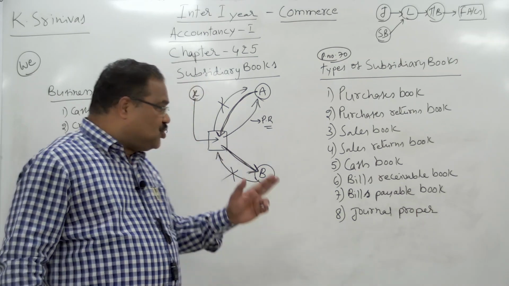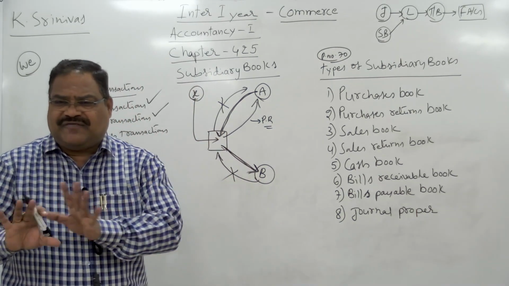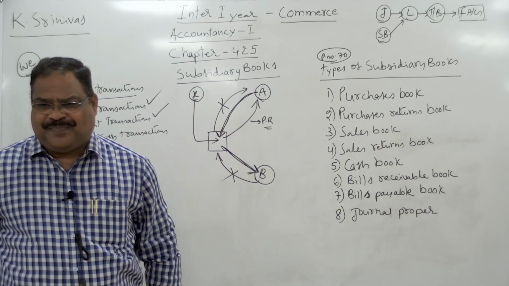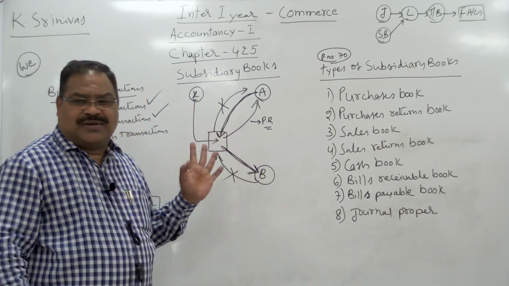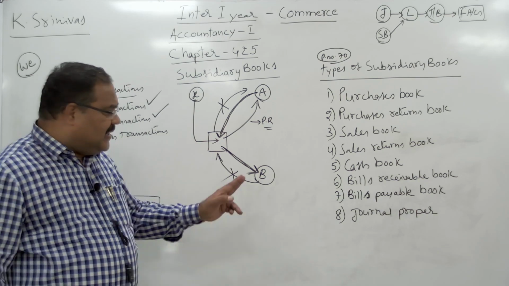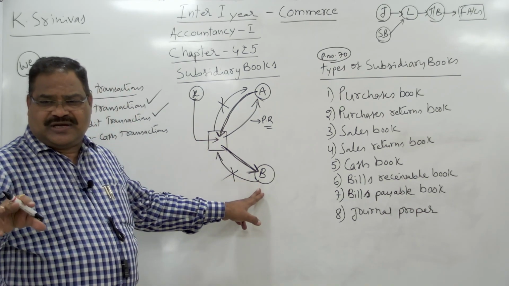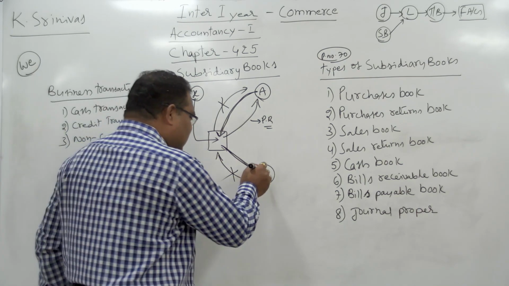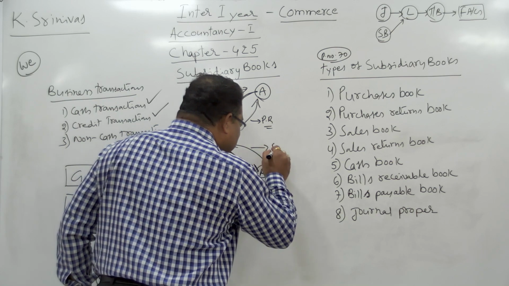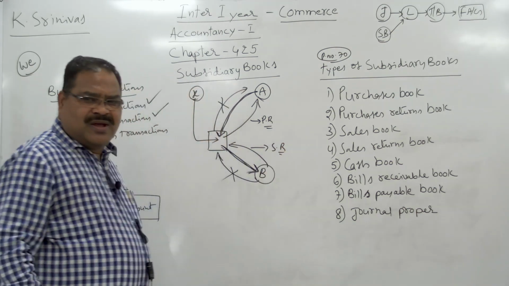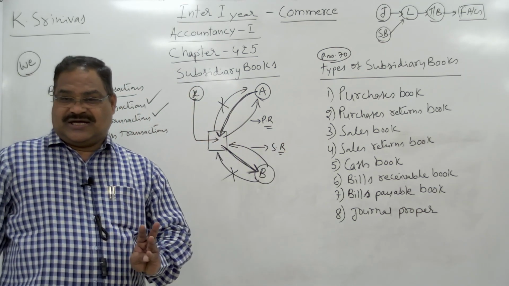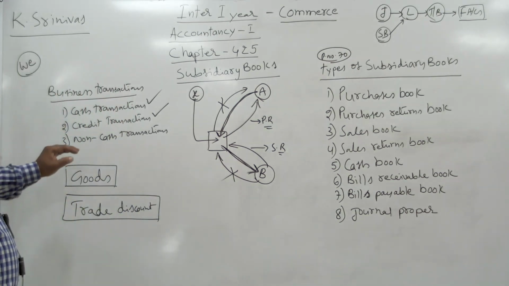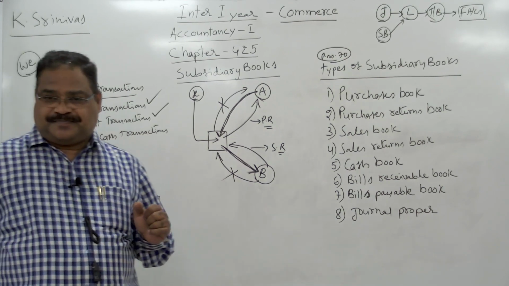Likewise, we sold, maybe because of whatever reason, we are not discussing the reasons here, we sold the wrong article. When we sold the wrong article, then definitely if he is interested, he will keep it with him. If he is not interested, he will return it. That is called sales returns. Purchase returns and sales returns will come under non-cash transactions.